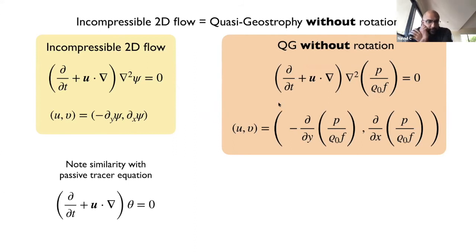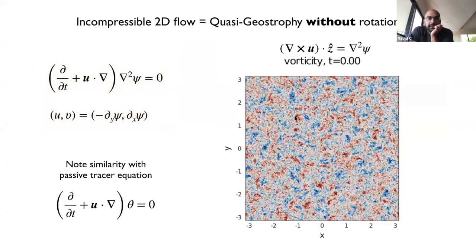Also note that these equations are very similar to the passive tracer equation, which describes how a tracer, how a dye, evolves in a two-dimensional flow. In that case, theta doesn't affect the flow, while in the case of a two-dimensional flow, we don't have the temperature or the concentration of the dye. We have the vorticity. The vorticity does affect the flow. This is an active tracer equation, but the similarity is of note. So how does a two-dimensional flow look like?